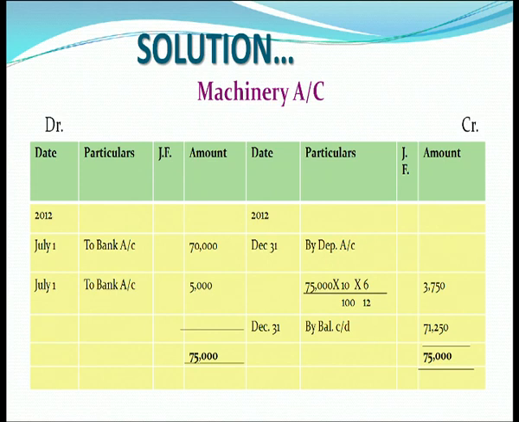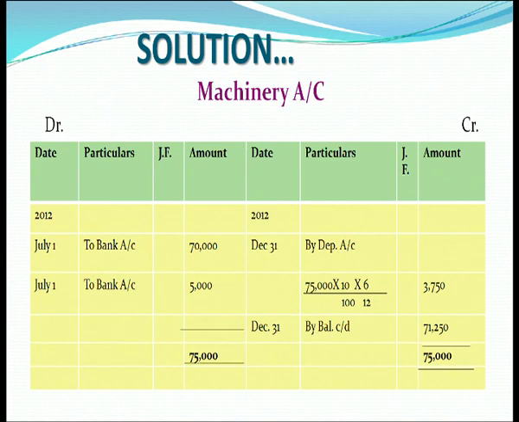Now, since depreciation is charged at the end of the year, on 31st December 2012 we would be charging the depreciation. And since this machinery was purchased on 1st July, in 2012 we would be providing the depreciation for only 6 months and not for a complete 12 months, because we have procured the asset on 1st of July.